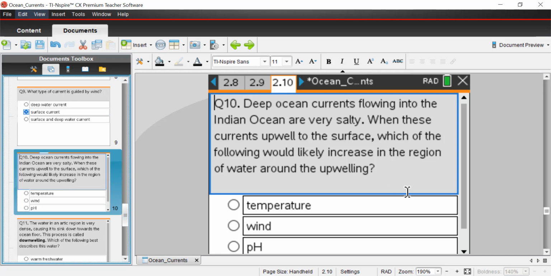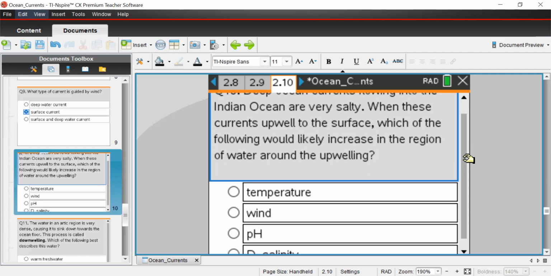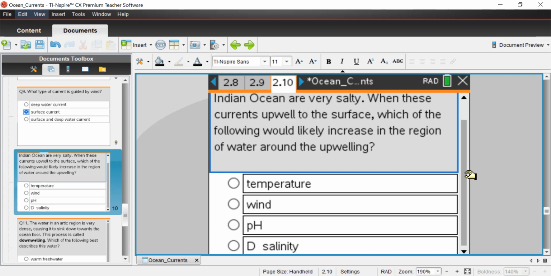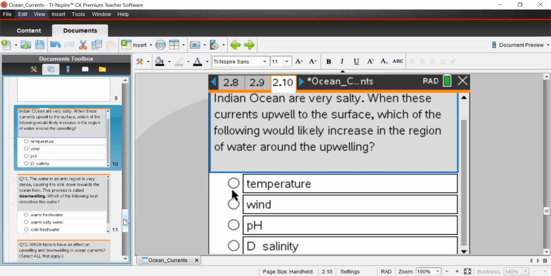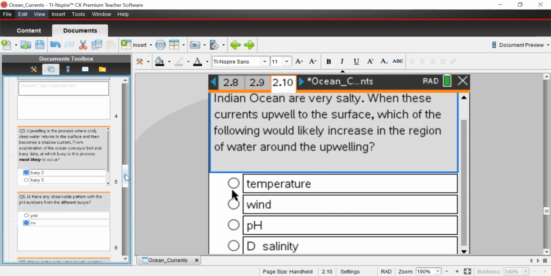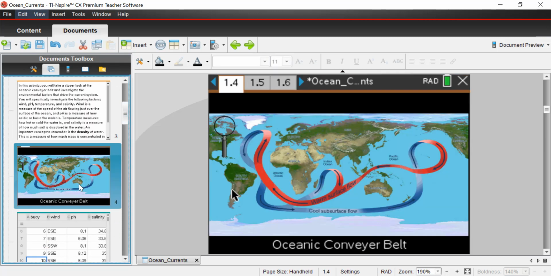Question 10, deep ocean currents flowing into the Indian Ocean are very salty. When these currents upwell to the surface, that means they rise to the surface. Which of the following would likely increase in the region of water around the upwelling? Well, we can take a look at some of this. If we go up to this image here, and if you recall, buoy 2 is kind of where the switch from cold to warm happened, the temperature difference. And then those buoys kind of circled around this way.